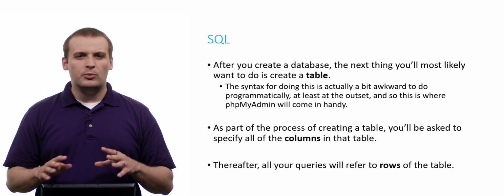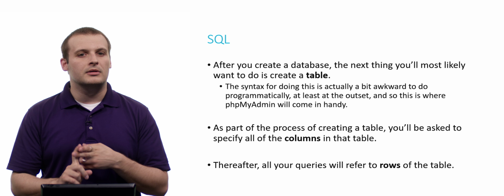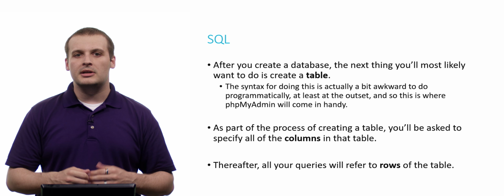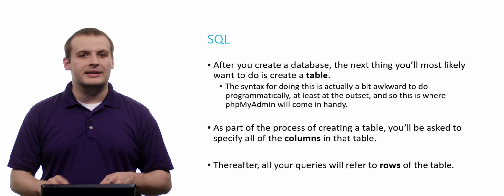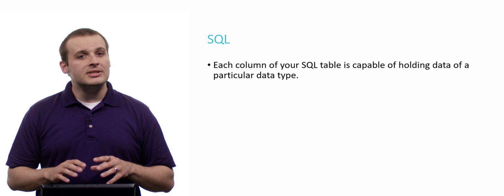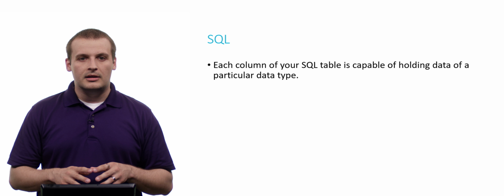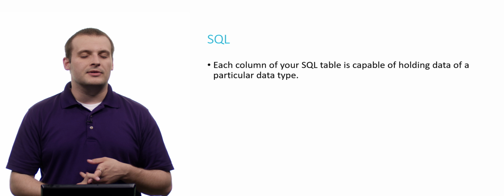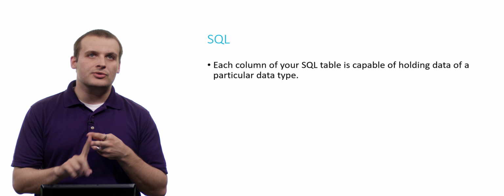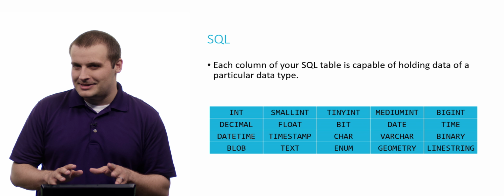Once you've done that, pretty much every query, except for like deleting the database and deleting the table, that you're going to use on that table going forward is going to refer to data which is stored in the different rows of the table. Just like in C, every column of our SQL table is capable of holding data of different data types. So in C, for example, we had characters and strings and integers and floats. And SQL has a few more data types than that.